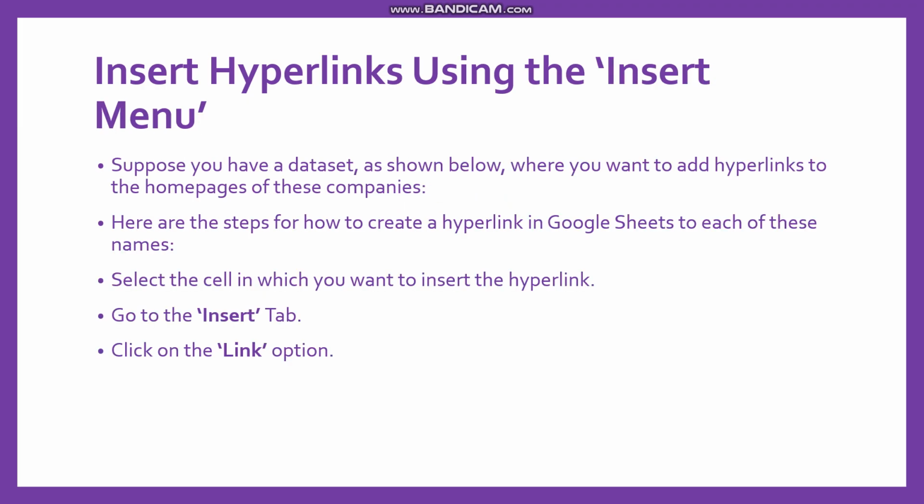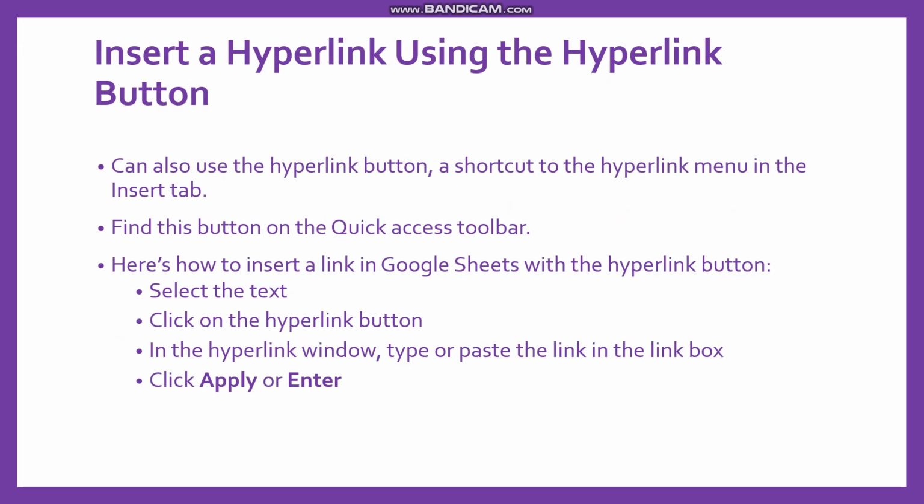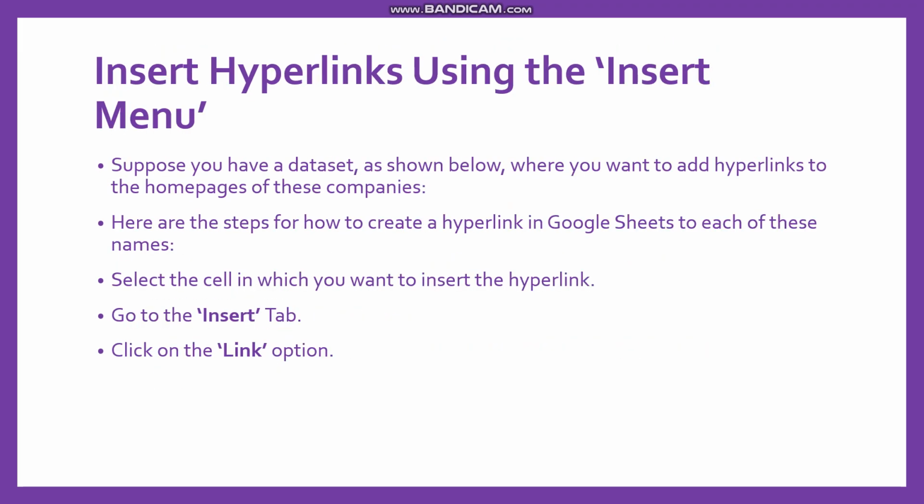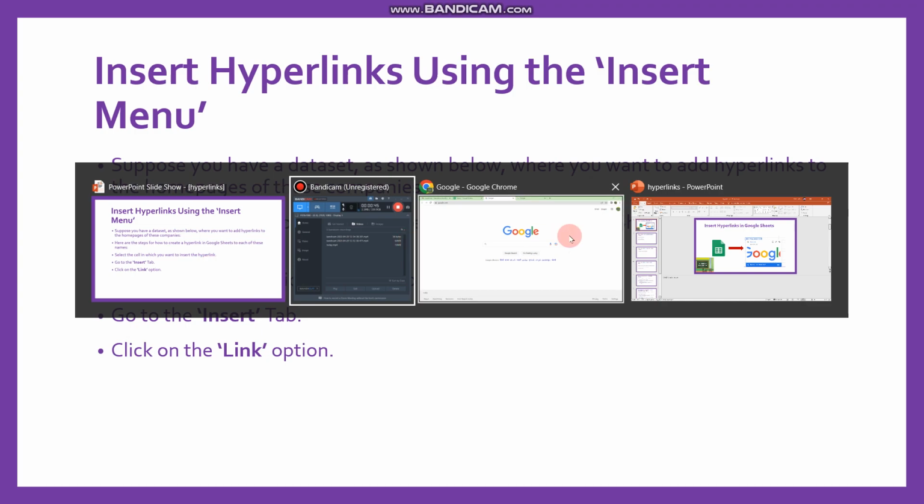Suppose you have a data set where you want to add hyperlinks to the home pages of these companies. So these are the steps for how you can create the hyperlink in Google Sheets. First, you can select the cell in which you want to insert the hyperlink. Second, you can go to the insert tab. Third, you can click on the link option. Let's look into the demo.